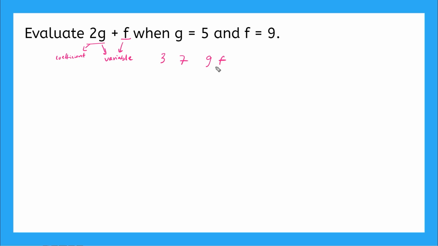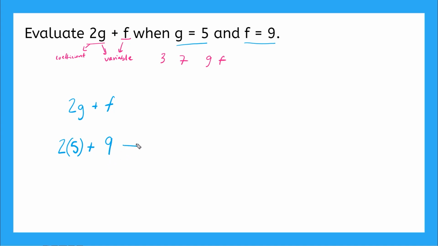Step 1, let's rewrite our expression in our own handwriting. So we have 2G plus F. Now step 2, we do substitution. So whenever we see a G, we're going to replace it with 5. And wherever we see F, we're going to replace it with 9. So I'm going to say 2, using my parentheses, G is equal to 5, substitute that in, plus F is equal to 9. So I substitute that in.